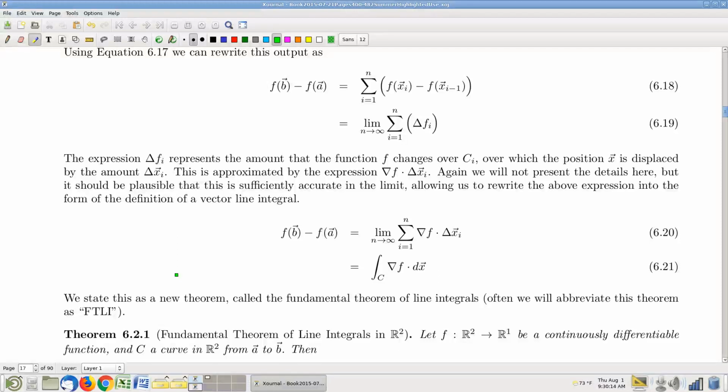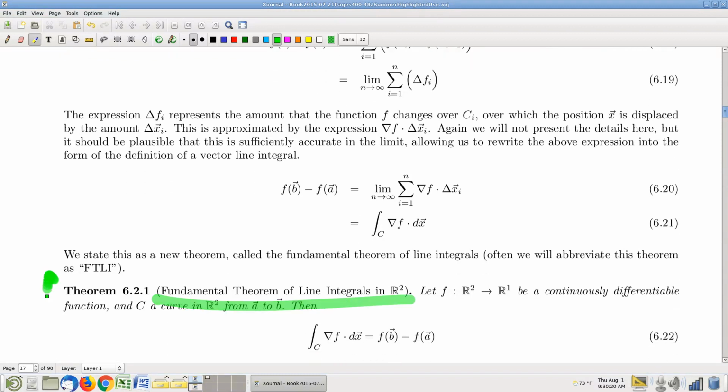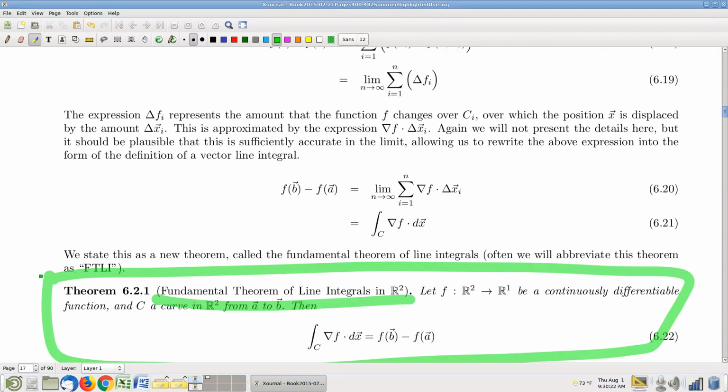Okay, all right. So here's what we were talking about last time. We were talking about the fundamental theorem of line integrals. Here it is, fundamental theorem of line integrals. And so I'm not going to repeat that whole discussion, but I do want to remind you of a couple of key points.